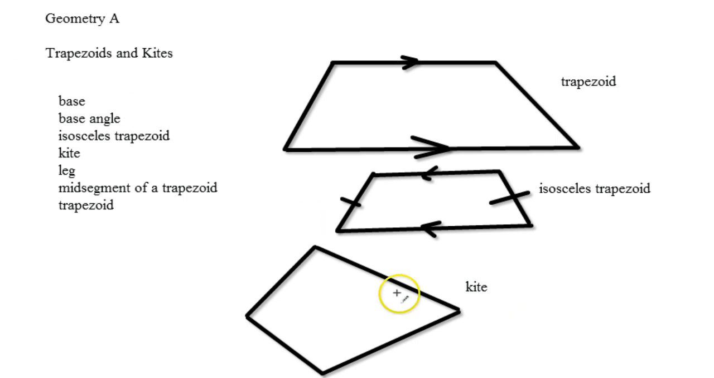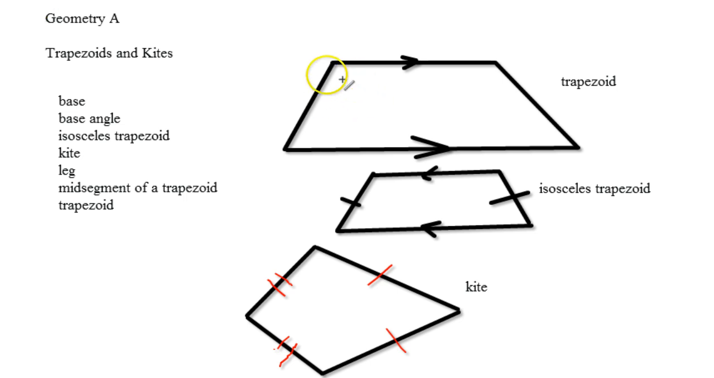Okay, now kites, I do have to mark them. Kites have a pair of consecutive congruent sides. Whoa, let's get through there. There we go. Okay, and there's some cool things about them that you can actually use.